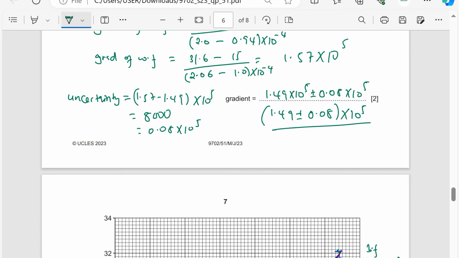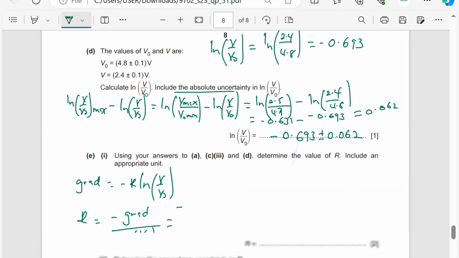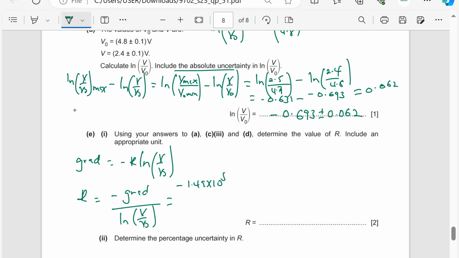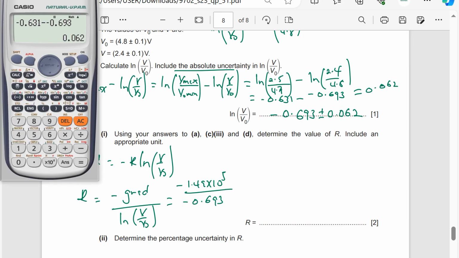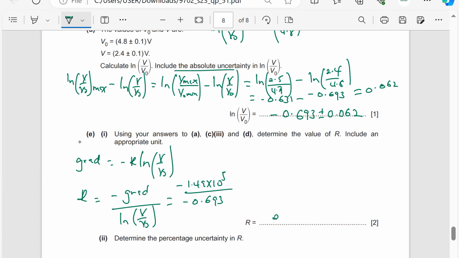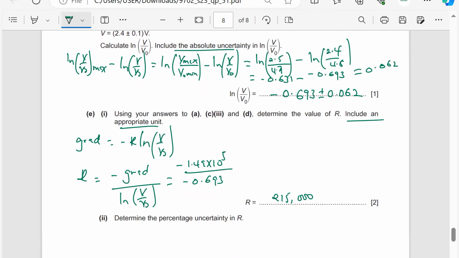The gradient was negative 1.49 times 10 to the power 5. That was the gradient. Divide by ln of V over V naught, which was negative 0.693. So the negative cancels out. So I'll just say 1.49 times 10 to the power 5 divided by 0.693. So that is 215,000. I'll just write 215,000. Include an appropriate unit of R. So what was R? Of course, R was resistance. I just put ohm.